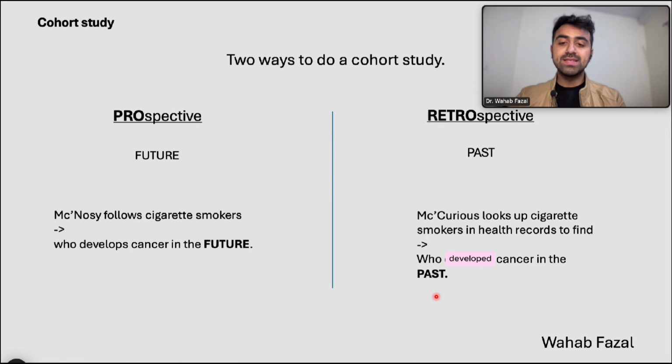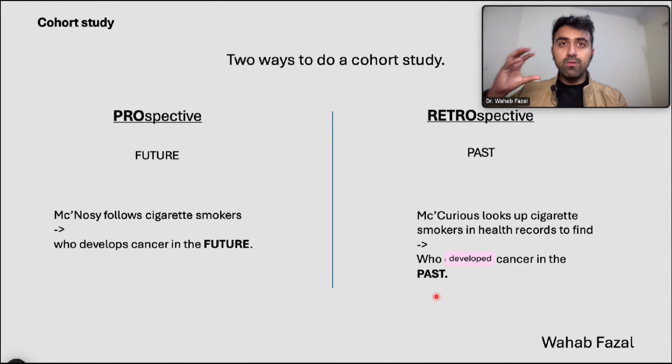Let's take a different example. Just off the top of my head, people who eat a lot of oily foods end up getting cardiovascular disease. Let's say that is our hypothesis that we want to know. So there are two ways that you could do the same study, right?